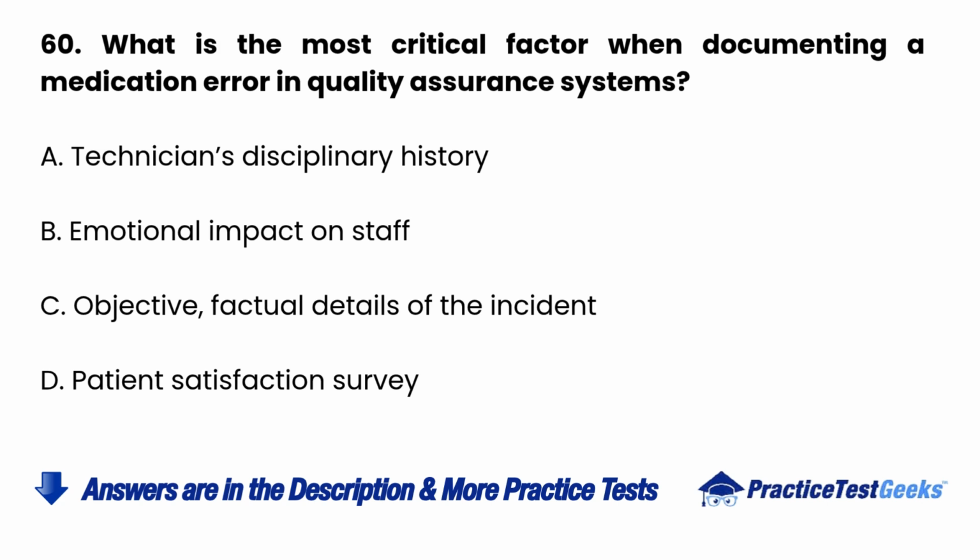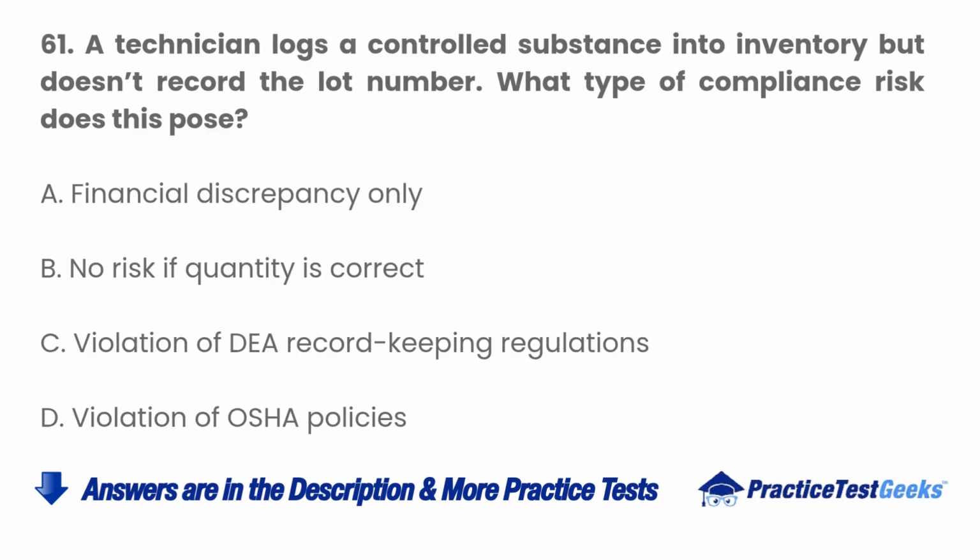60. What is the most critical factor when documenting a medication error in quality assurance systems? A. Technician's disciplinary history. B. Emotional impact on staff. C. Objective, factual details of the incident. D. Patient satisfaction survey.